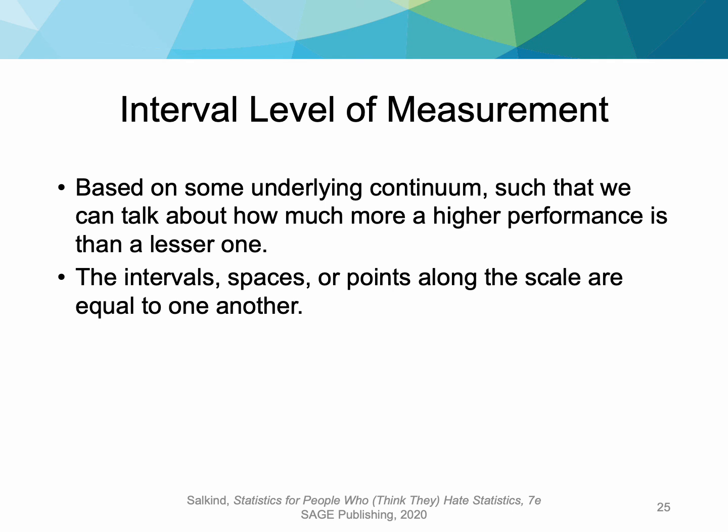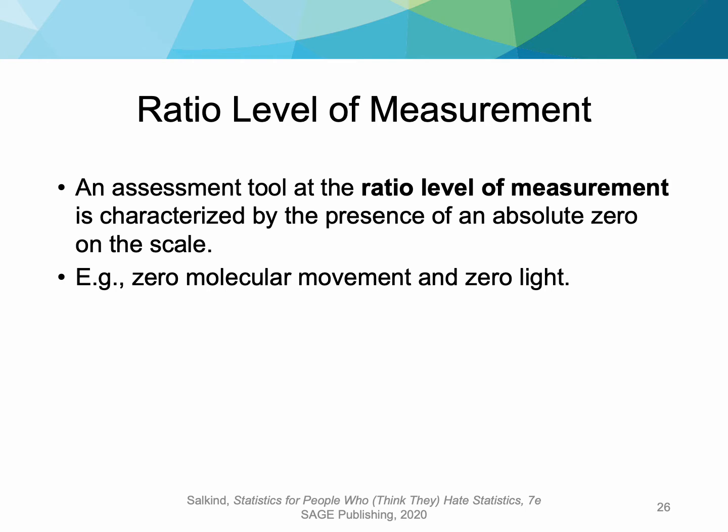Interval level of measurement is based on some underlying continuum such that we can talk about how much more a higher performance is than a lesser one. The intervals, spaces, or points along the scale are equal to one another. An assessment tool at the ratio level of measurement is characterized by the presence of an absolute zero on the scale. Examples: zero molecular movement and zero light.